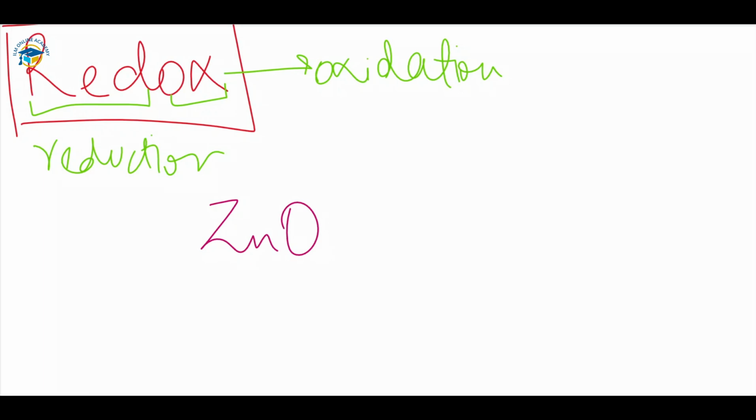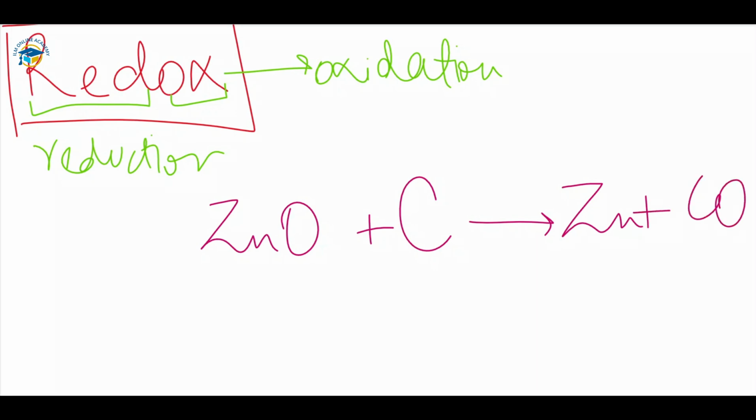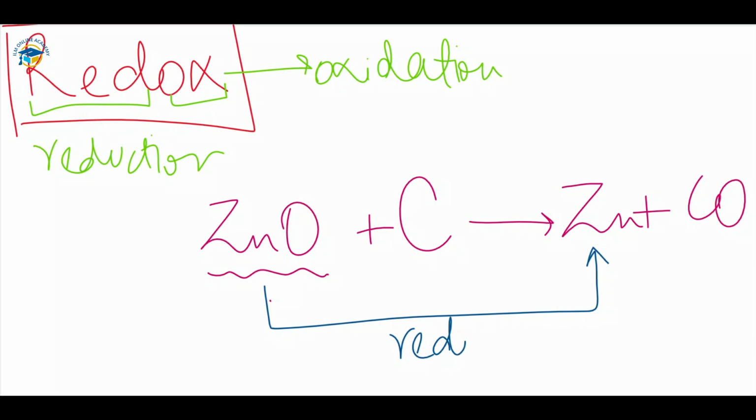we have zinc oxide that reacts with carbon and forms zinc plus carbon monoxide. You can see here that zinc oxide is converted into zinc metal. So the removal of oxygen happens here. When oxygen is removed, the process is known as reduction, and oxygen is added to the carbon. So you call this process oxidation.